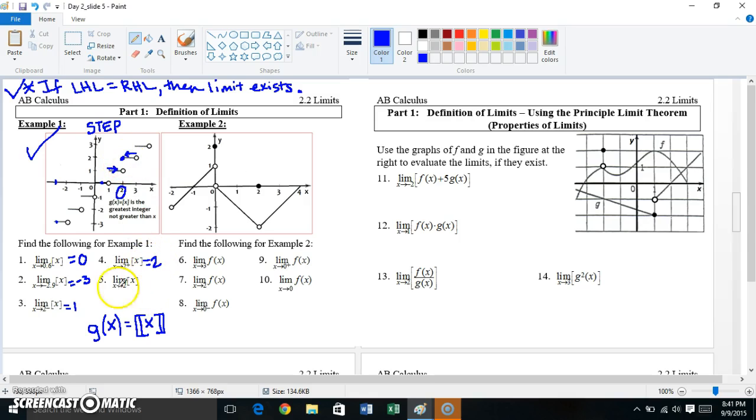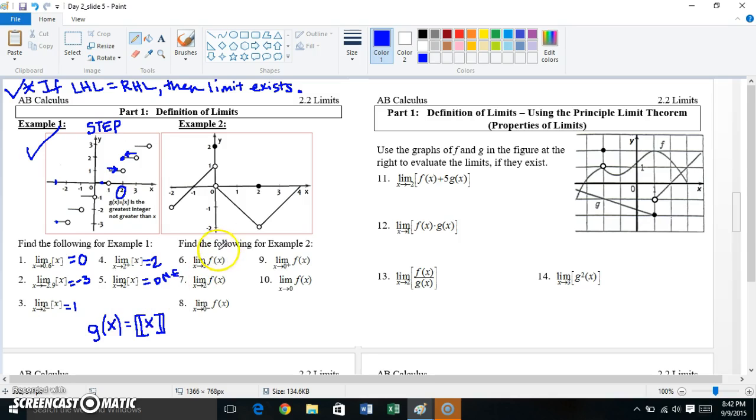As you approach from the right, your y value is 2. These two values are not the same. The left-hand limit and the right-hand limit are different. So what is the limit as x approaches 2? Now you're looking really from both sides, from the left and the right. Well, they're not the same. So we like to write an abbreviation, DNE, does not exist.